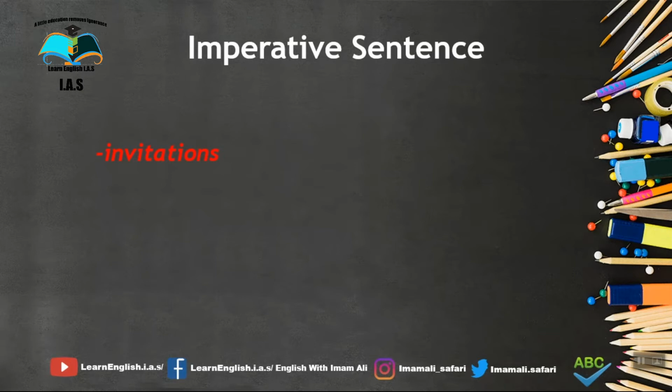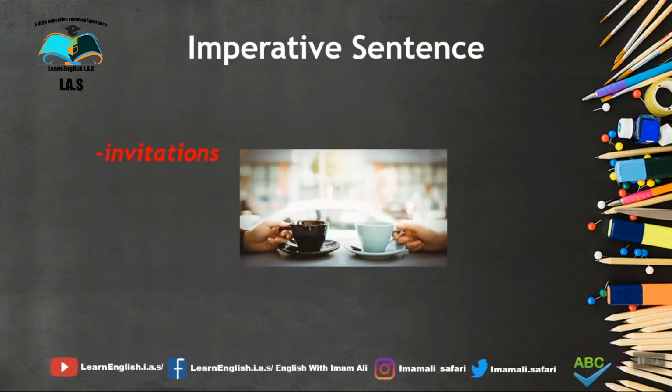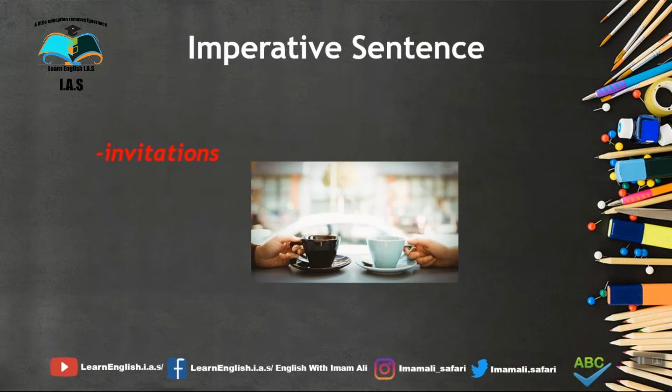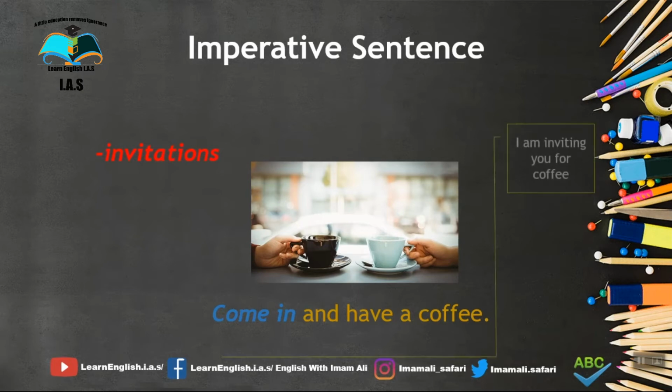Imperative sentences also express or show invitation. You can see this picture. Two people are drinking coffee, and they're asking me to join. So they can say, "Come in and have a coffee." Come in is a kind of invitation. And again, the sentence started with the verb, which is come.